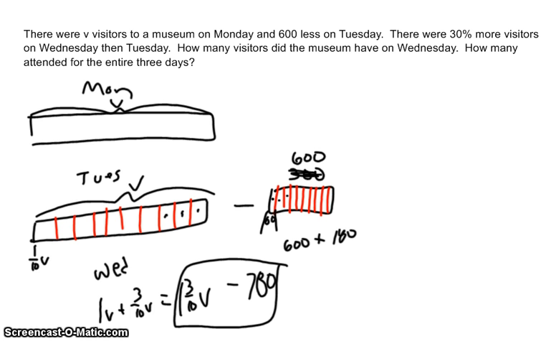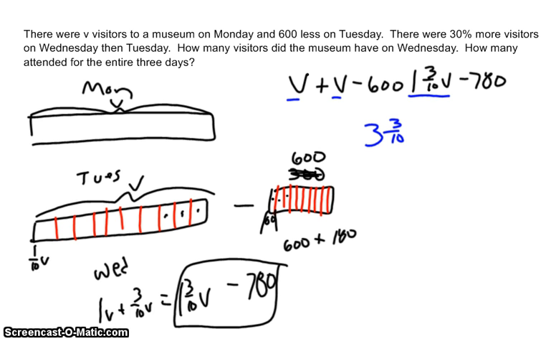Now it asked me for the whole week, so now I got to add all this stuff up, and I had a V on Monday. On Tuesday I had a V minus 600. And on Wednesday I had 1 3/10 V minus 780. I want to go ahead and combine like terms at this point. So I want to find my like terms and combine them. I have a V and a V. That's 2V. Then I have 1 3/10 V, so that is 3 full V's and 3/10. So I have 3 3/10 V's.